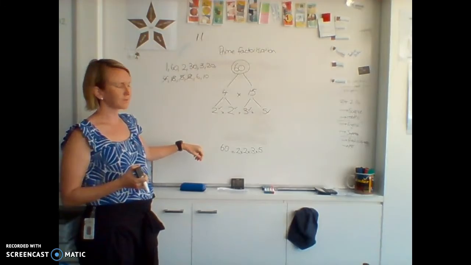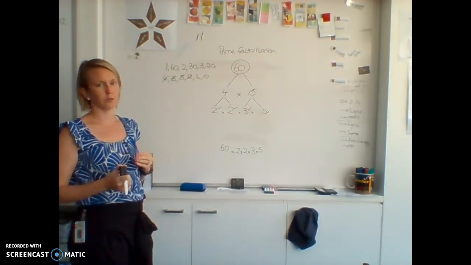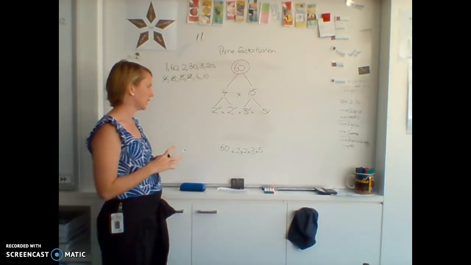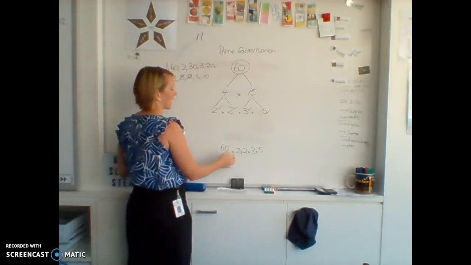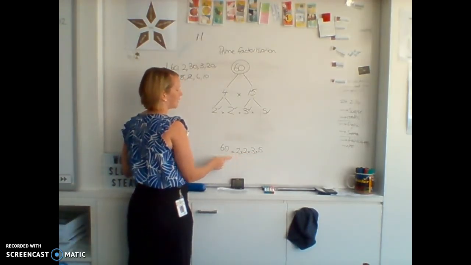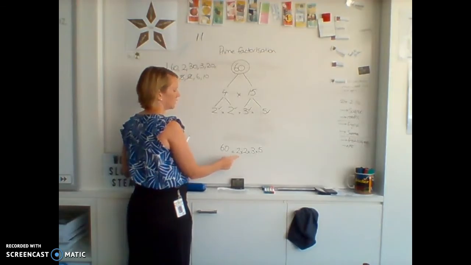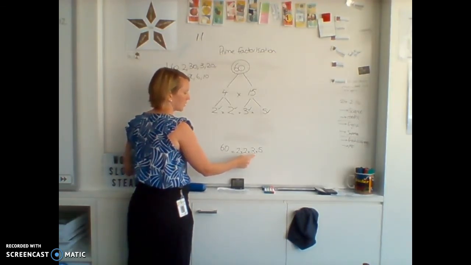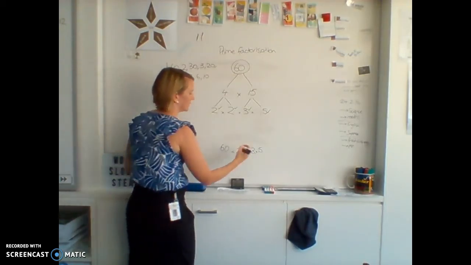But you're not expected to do more than one. Finally, before you move on to another question, it's always important to check. The way we check is to actually do this multiplication, and of course it should equal 60. So 2 times 2 is 4, 4 times 3 is 12, 12 times 5 is 60. Big tick.